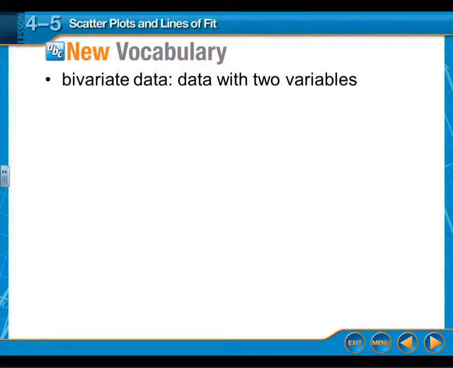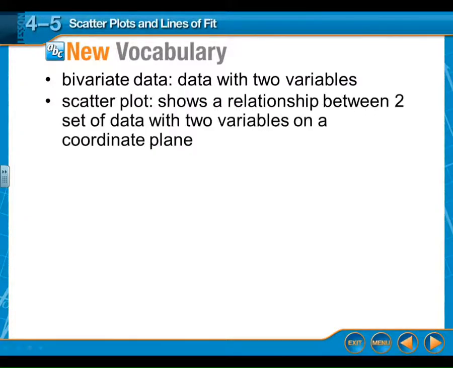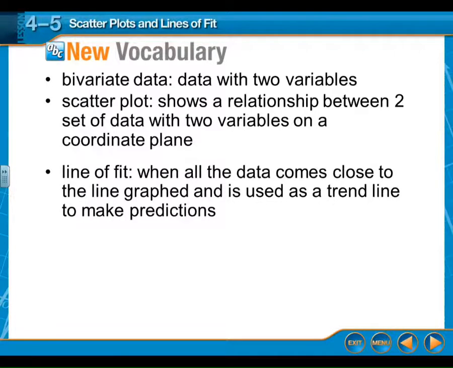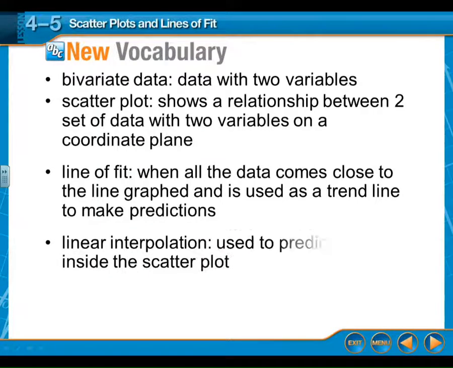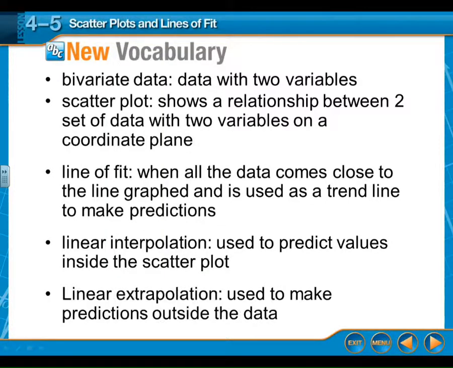New vocabulary. Bivariate data is data with two variables. A scatter plot shows a relationship between two sets of data with two variables on a coordinate plane. A line of fit is when all the data comes close to the line graphed and is used as a trend line to make predictions. Linear interpolation is used to predict values inside the scatter plot, and we've talked about in the past linear extrapolation, used to make predictions outside the data.